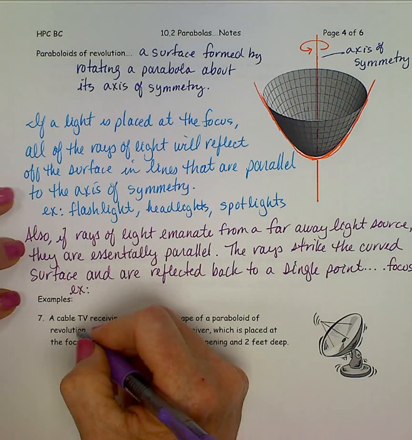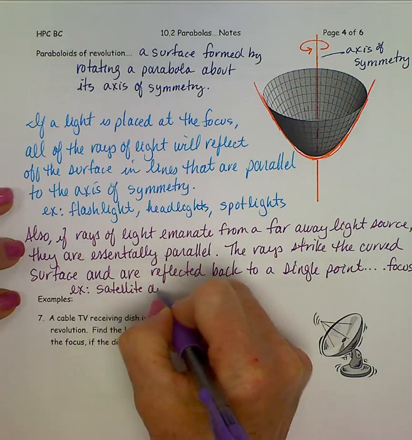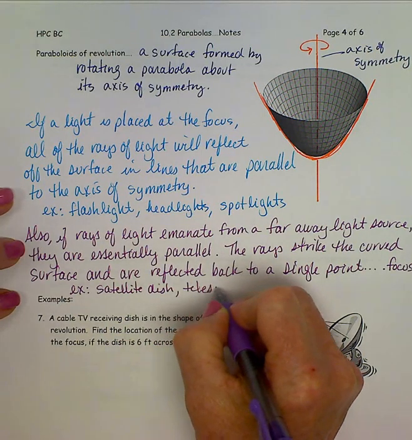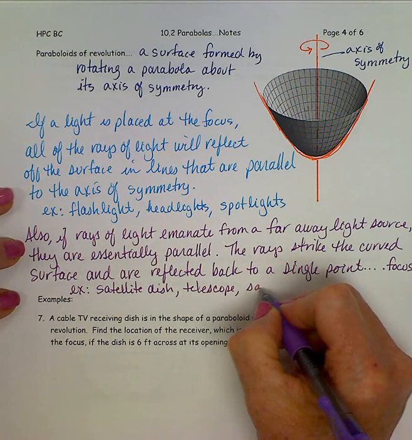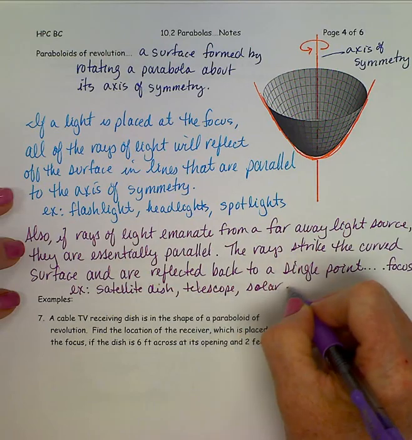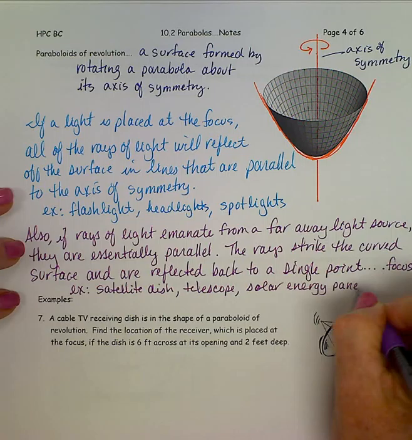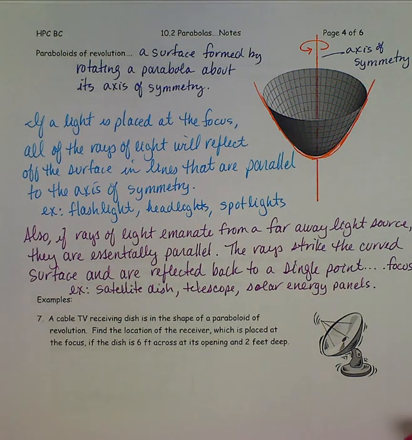Examples of this: a satellite dish, telescope, solar energy panels. All of those things take that light source or information from outer space, if you will, and bring it back and focus it so that we can look at it.